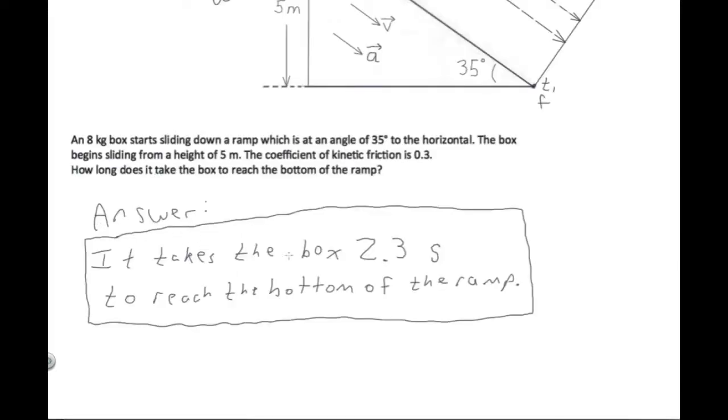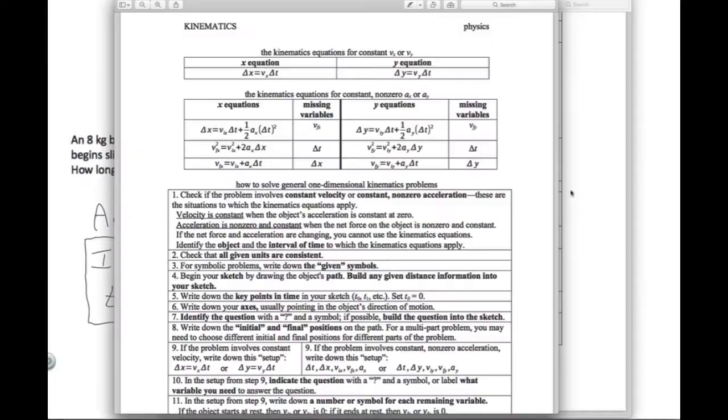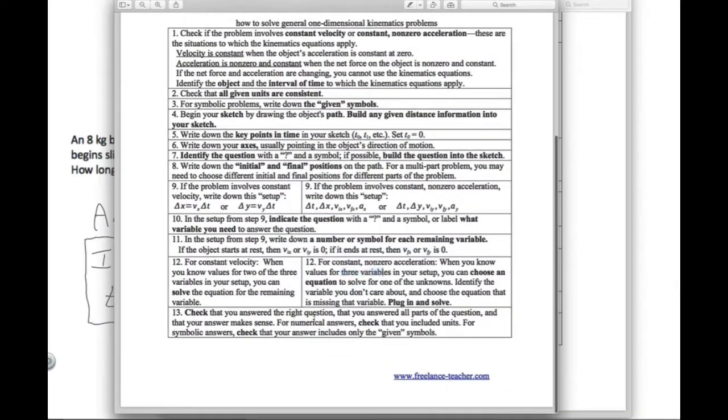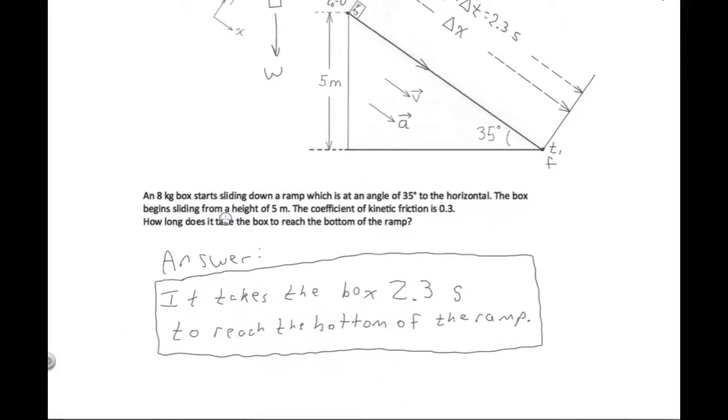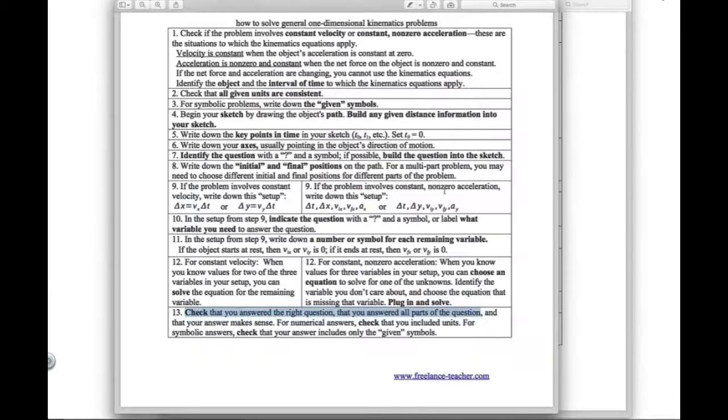Okay, so I've gone ahead and written the answer to the question here. So we can make sure that we've done our last step. Remember that at the end of the problem, you want to check that you answered the right question and that you answered all parts of the question. So for example, this question could have asked you, say, how quickly is the box moving at the bottom of the ramp? So make sure we answered the right question. It's not asking that, it's asking how long it takes. And are there any other parts of the question? Well, no, not in this case.